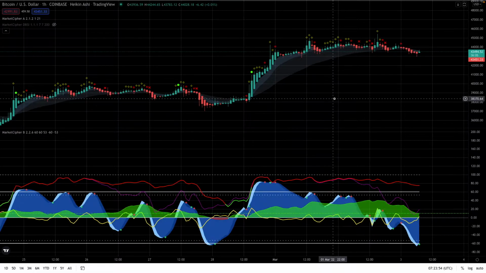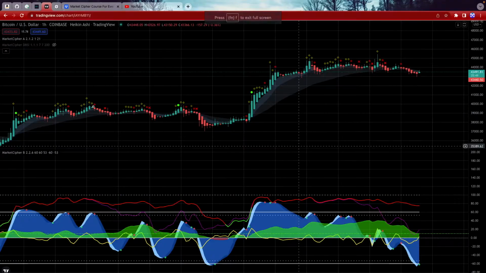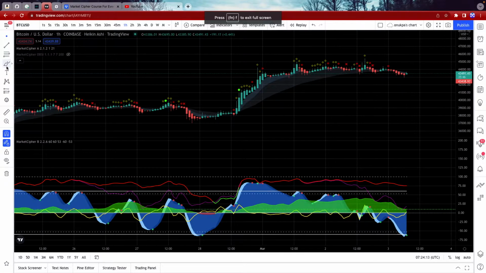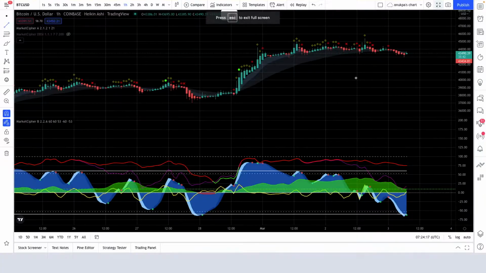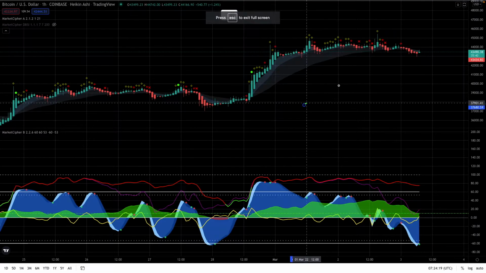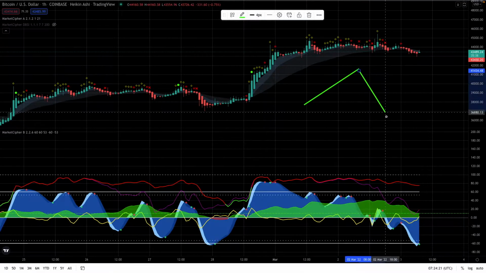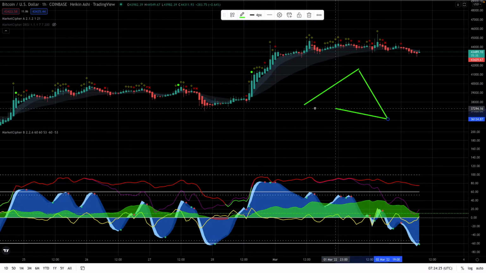It's a simplified script that makes trading very easy, and gives you a visual understanding and representation of how price moves. And price tends to move in different directions. We have the uptrend, we have the downtrend, and we have the consolidation. And Market Cipher gives you a simplified way of trading. This is the uptrend. Then we have the downtrend. Then we have consolidation as well.